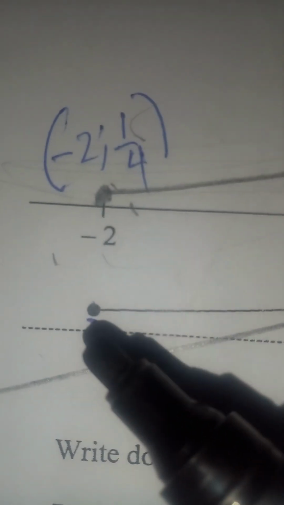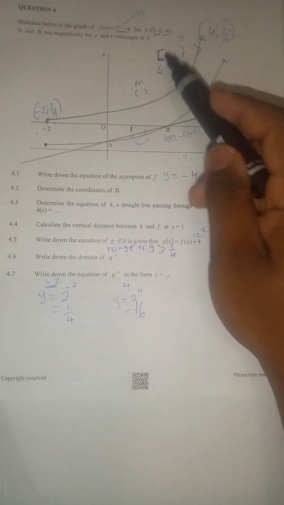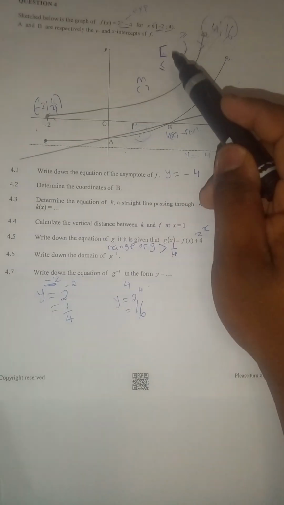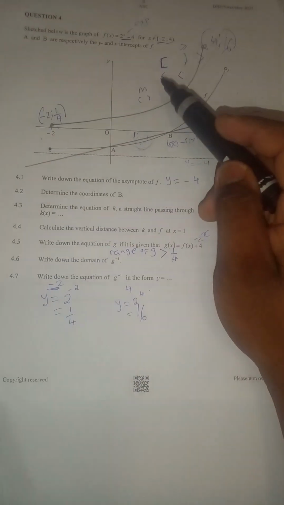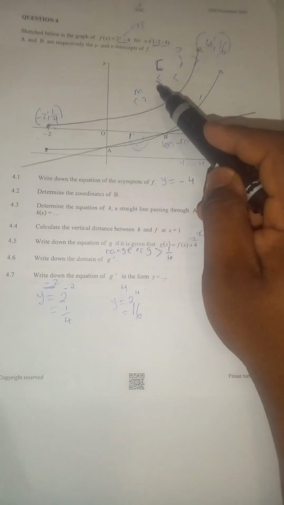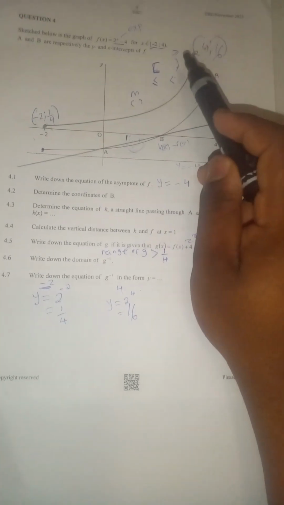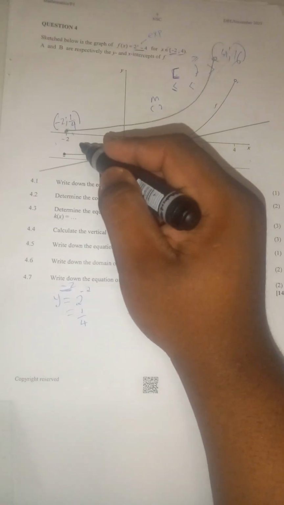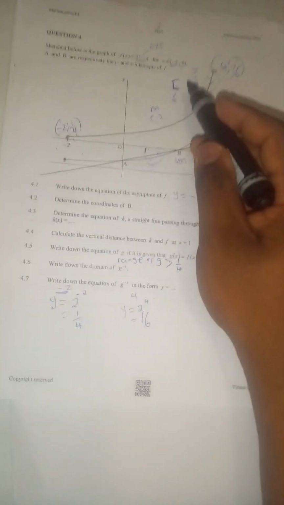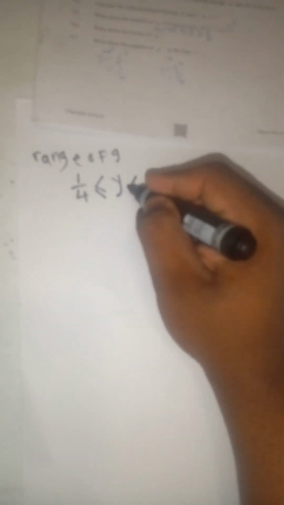This dot is a condition. That's why I was telling you about this bracket. The bracket which is like this means less than or equal to, or greater than or equal to. The other one is simply greater than or less than. So whenever you see a dotted point on your graph, know it is representing this bracket. So this will be y less than 16. This is the range of g.